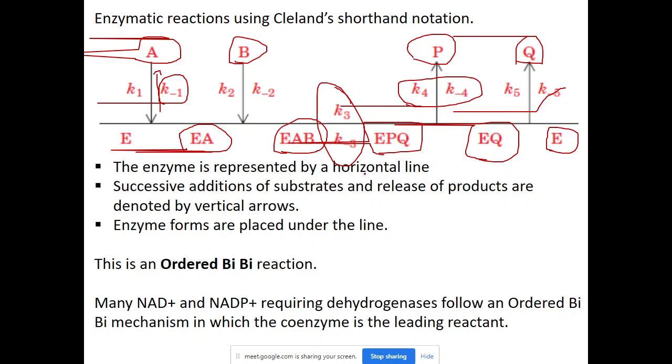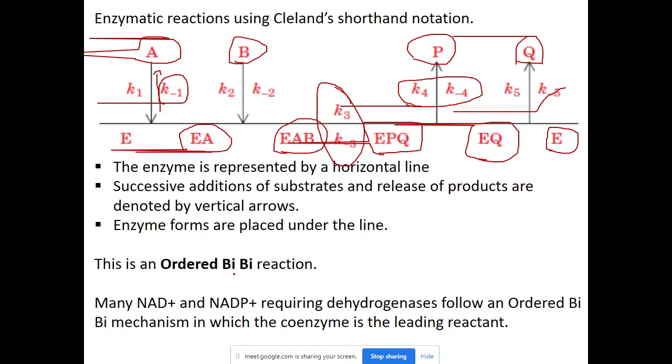So the enzyme is represented by the horizontal line according to the Cleland shorthand notation, and successive additions of substrates and the release of products are denoted by vertical arrows. So this is what we mentioned, what comes in and what goes out. Enzyme forms are placed under the line. These are the enzyme forms. So this is an ordered bi-bi reaction, right? Ordered bi-bi reaction, where a regular order is observed.